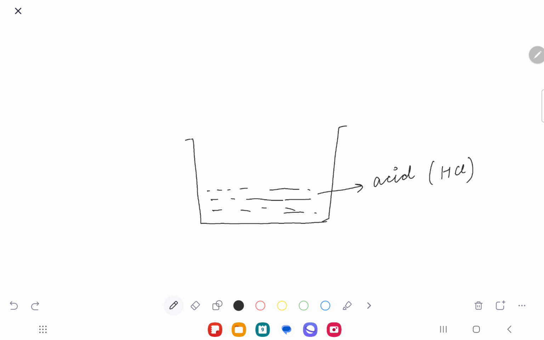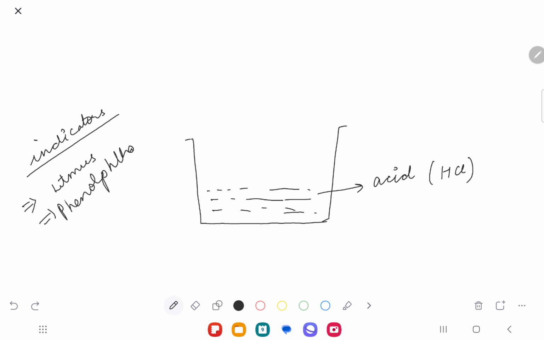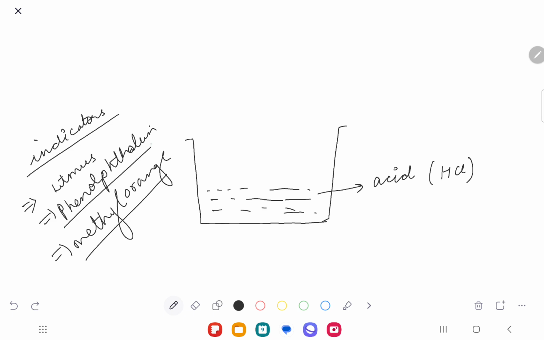And here there are lots and lots of indicators. So indicators here are what? Indicators here could be, you know, litmus. Indicators here could be phenolphthalein. You understand? Indicators here could be methyl orange. So these are the indicators that we have.